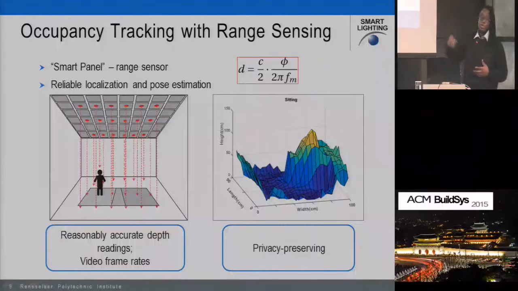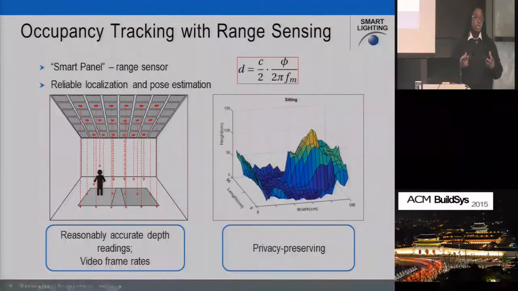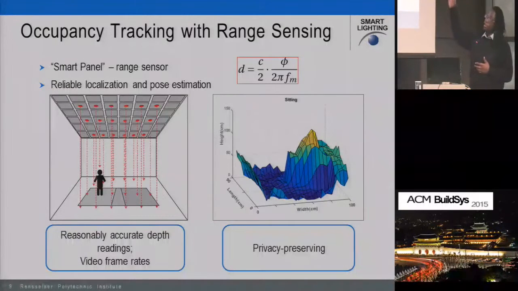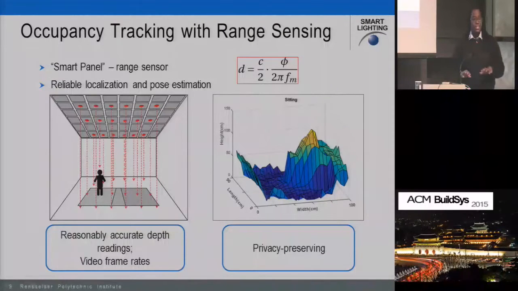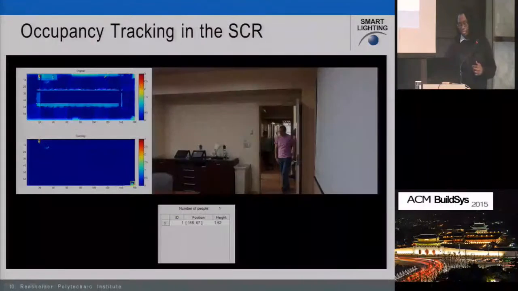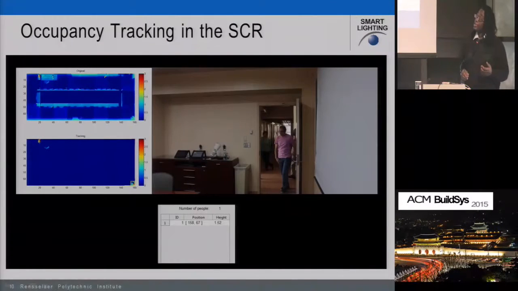On the right of this slide, we have the result from one of these sensors. Here you can see the z-axis shows the height of the room, and the x and y axes show the spatial coverage of the floor by the sensor. Here you can see there's someone sitting, but it maintains privacy, which is a major concern that we have. This is a demonstration of the algorithm.